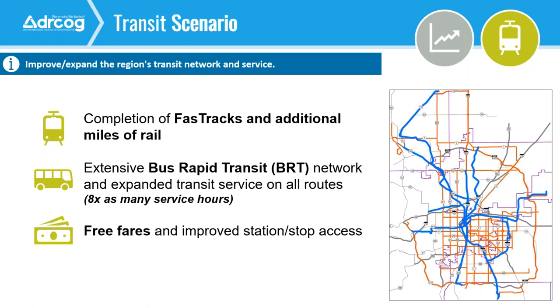Matt Callison asked if we were removing lanes when we're adding these BRT corridors, and we did not, for this exercise, remove lanes. We just added the potential of a bus going faster than traffic, essentially.